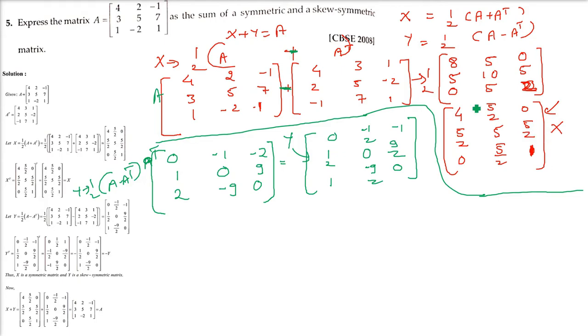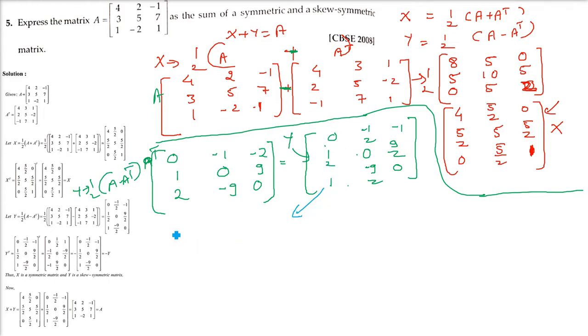Now, first you have to show that X is symmetric and Y is skew symmetric. See, final answer is just X plus Y. That is, you have to show X plus Y is actually coming as A. But before that, you have to tell the examiner that, oh, I know, and let me show you that X is actually a symmetric matrix and Y is actually a skew symmetric.